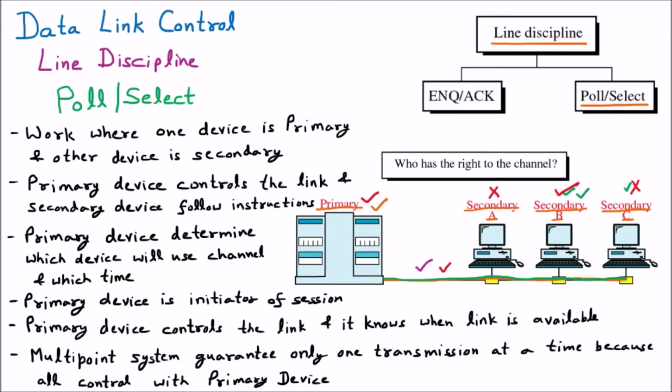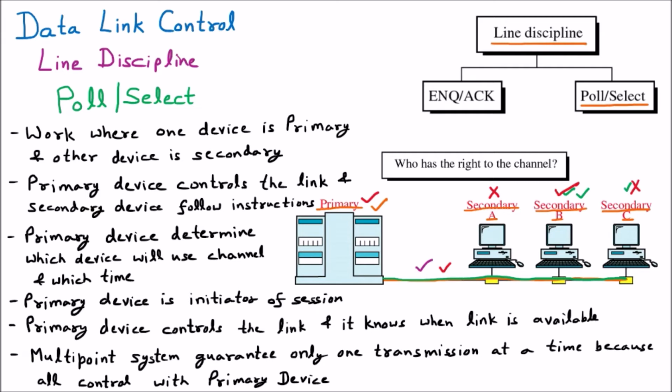So this is giving the guarantee that there will be only one transmission, and because of that there will be no collision. It is only possible because the primary has all the power. So this is the methodology behind the poll and select.